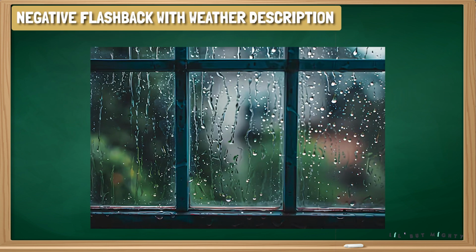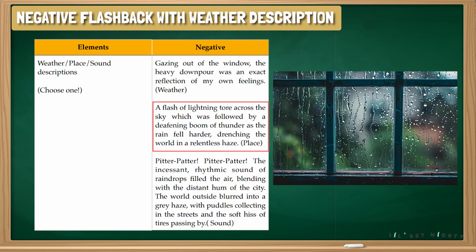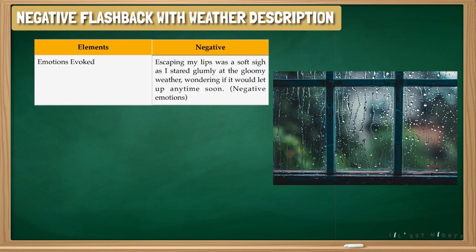Here's an example of a negative flashback where you can use the weather, place, or sound descriptions. A flash of lightning tore across the sky, which was followed by a deafening boom of thunder as the rain fell harder, drenching the world in a relentless haze. Now, remember to include your emotions.